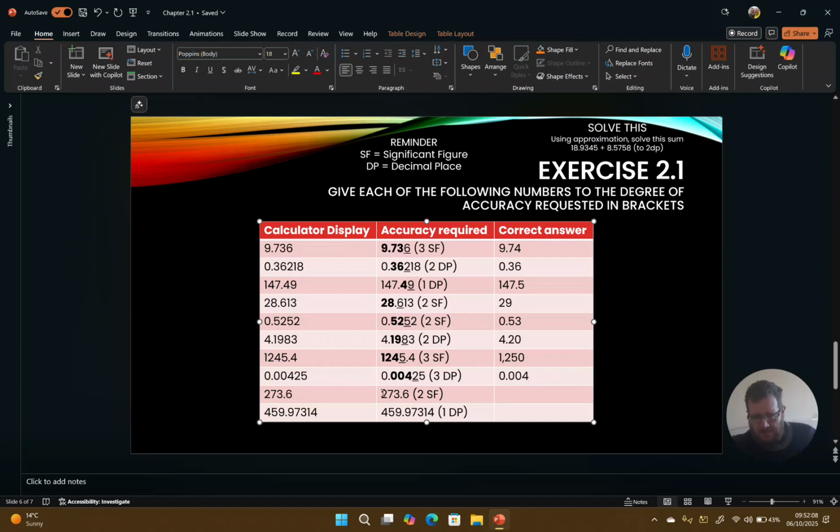And this one's an interesting one. 273.6 to 2 significant figures. So I'll put a 2 in. The number we're going to be rounding off is a 3. Well, that's less than 5, so the 7 stays the same. And because the 3 lies after the decimal point, we need to put the 0 in, so that the 2 and the 7 keep their place in the number.